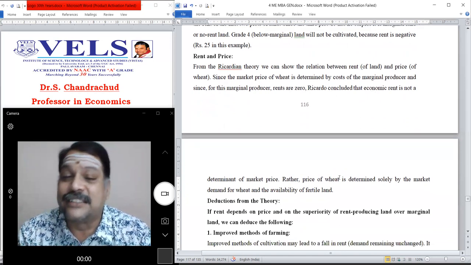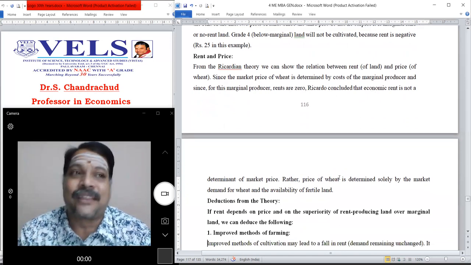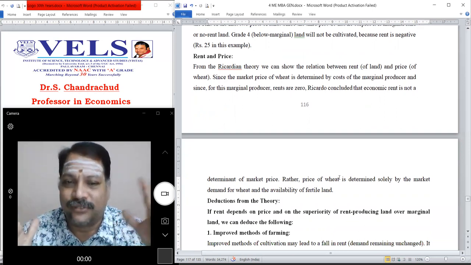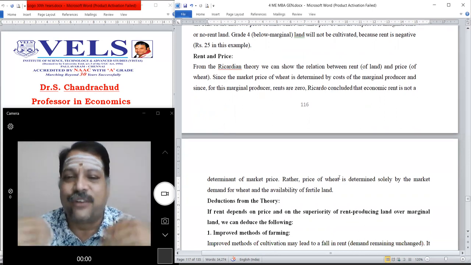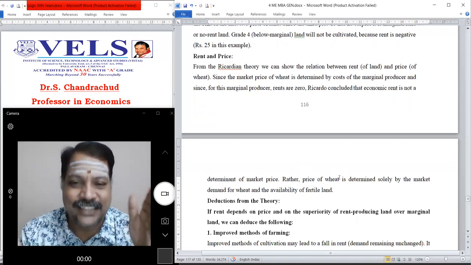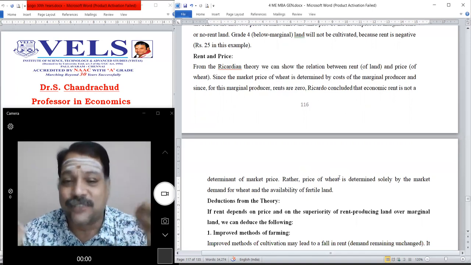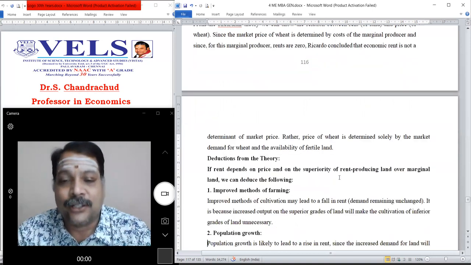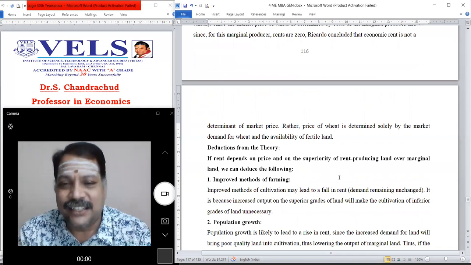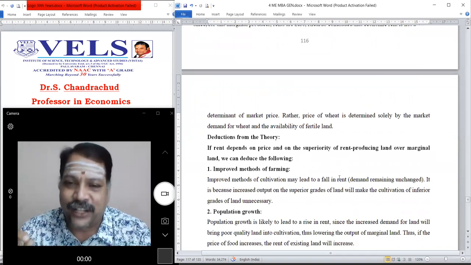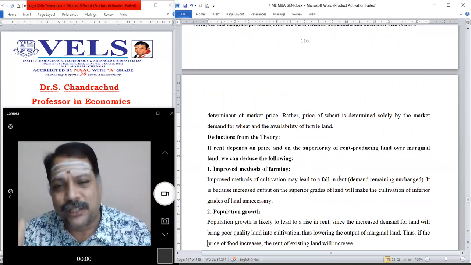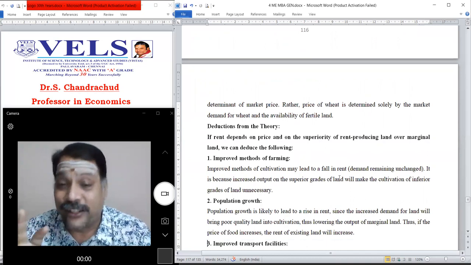This theory gains its importance because at that time, they did not know how to quantify the input, the factor of production land. This Ricardian theory has given fertility as a factor and it has been quantified in terms of money. What we gain from this particular theory are the deductions from the theory. If the rent depends on the price and on the superiority of rent producing land over the marginal land, we can deduce the following. What are they?